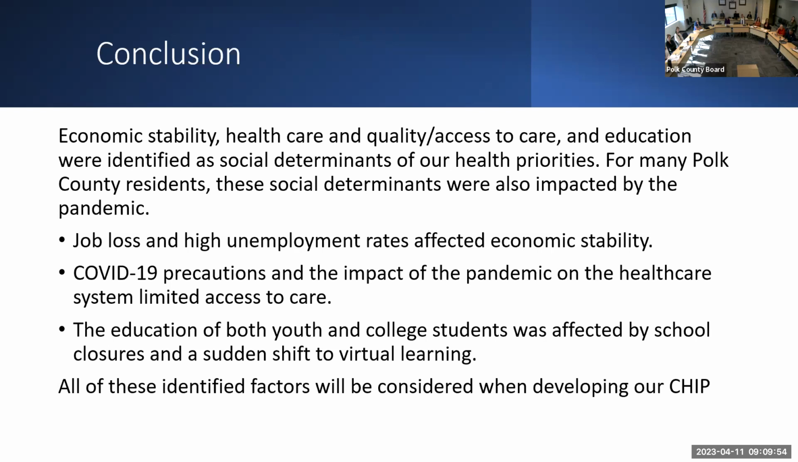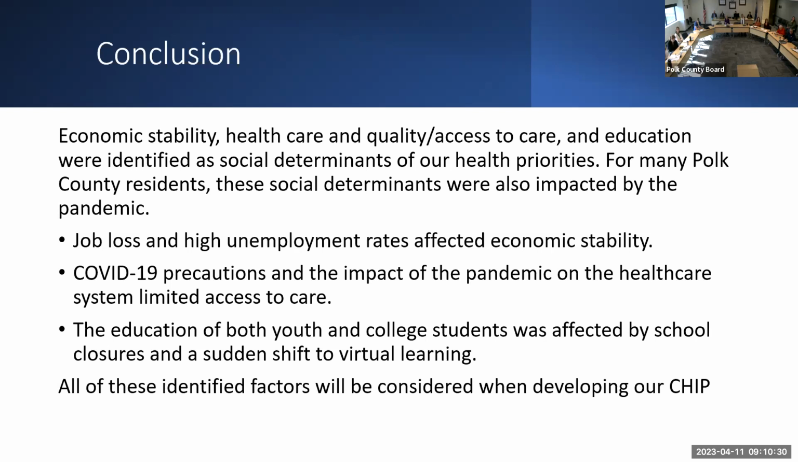Some specific things were job loss and high unemployment rates, which affected economic stability. The COVID-19 pandemic and the precautions that were put in place impacted the healthcare system and economic stability, and of course the education of both youth and college students was affected by school closures and sudden shifts to virtual learning. So it's important to keep that context in mind, of the pandemic and the way it would have affected the social determinants of health, and then potentially some of our health priorities.